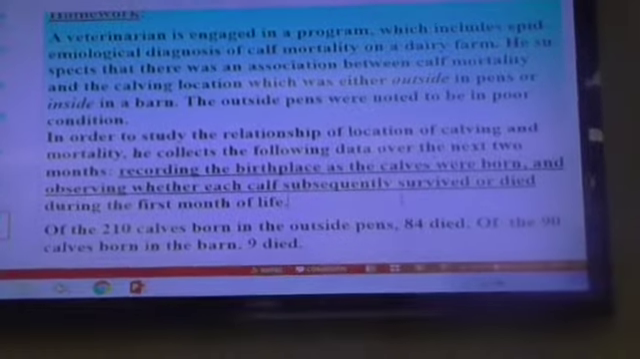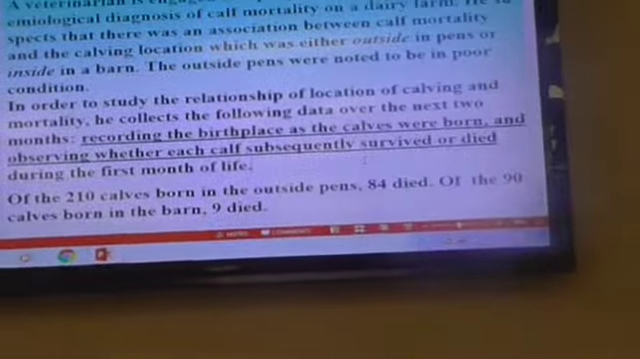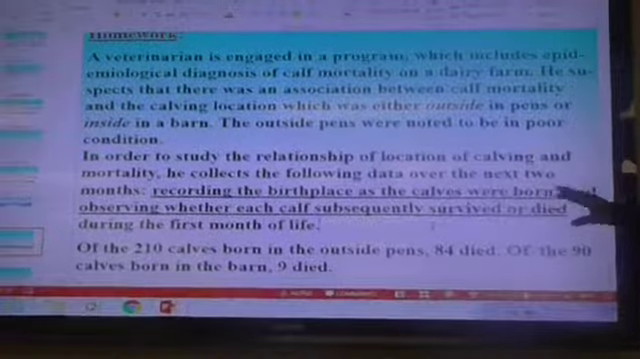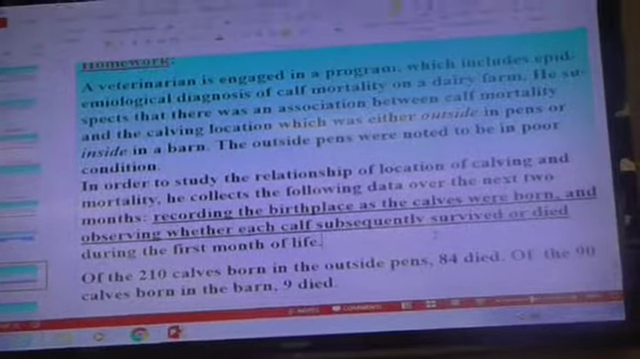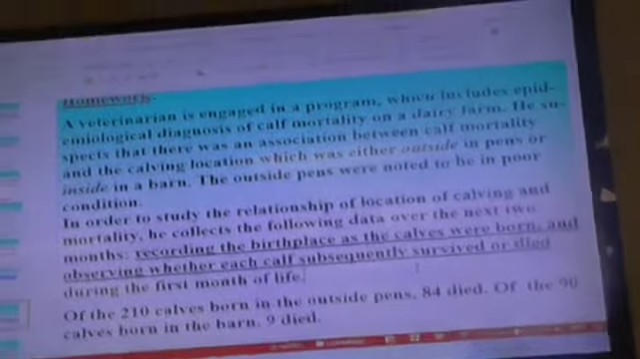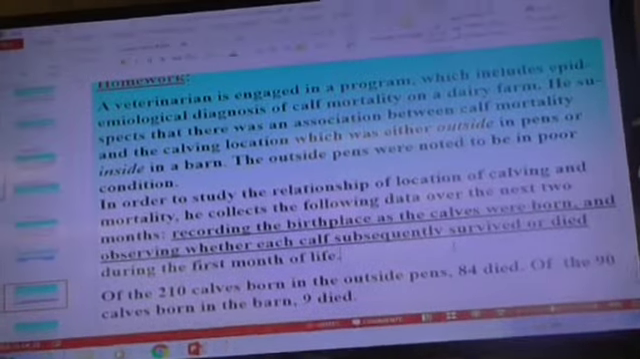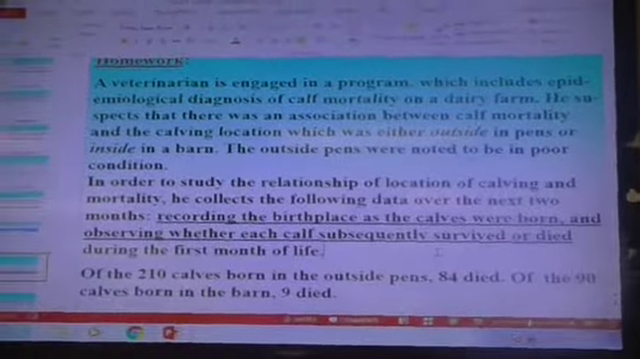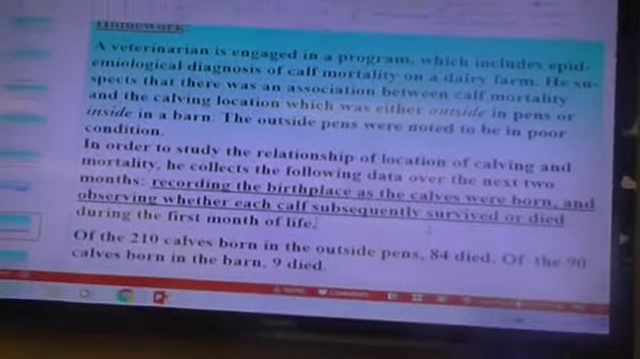In order to study the relationship of location of calving and mortality, we collect the following data over the next 2 months. So this is how the data was collected, recording the birthplace where the calf was born, and then observing whether each calf subsequently survived or died during the first month of life. So the data is presented there: of the 20 calves born in the outside fence, 84 died, of the 90 calves born in the barn, 9 died.